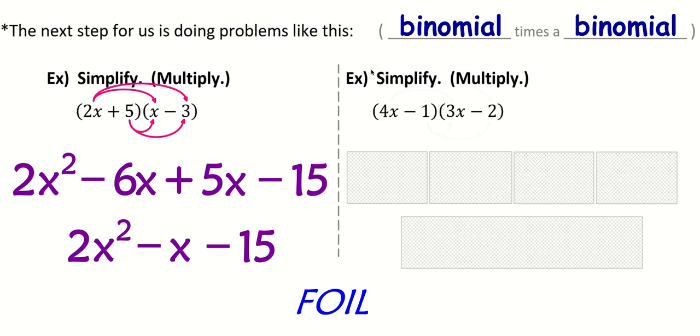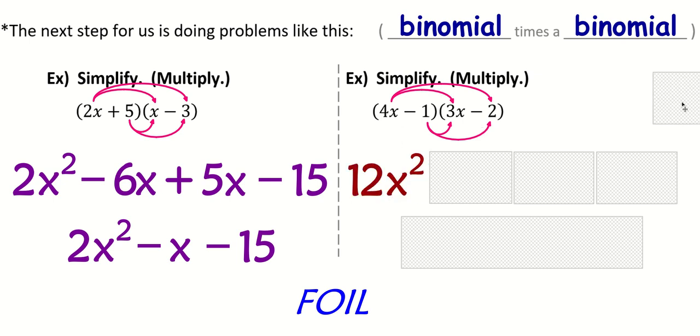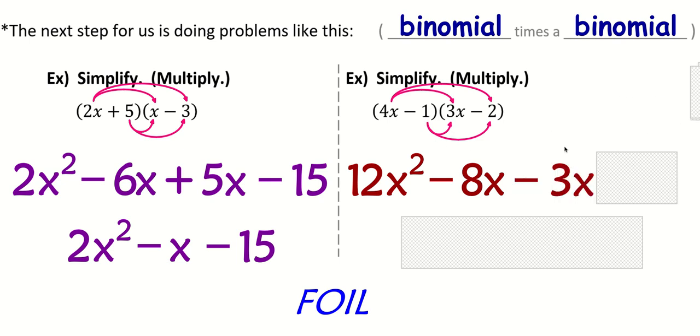So let's see that in action here. Even though we are distributing, right? We're just distributing the 4x. That would be the firsts. 4x times 3x is 12x squared. The outers, so the O in FOIL, 4x times negative 2. Well, that's negative 8x. And then we got to do the inners. Negative 1 times 3x is negative 3x. And then the lasts, the L in FOIL, negative 1 times negative 2 is positive 2.